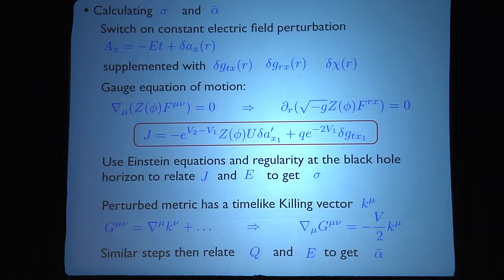And a simple calculation shows that the divergence of this two-form is proportional in this context to V, the potential, times the Killing vector. So if I take mu is x here, mu is x here. If k is a time-like Killing vector, this vanishes. I have x here, and we're back in exactly the same situation here. And the nice thing is the analog of this, which was the current there, turns out to be the heat current on the nose. So you do the same calculation then, you relate Q and E, and you get alpha bar. 5 minutes.